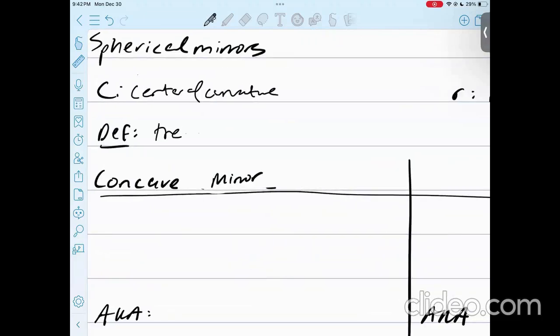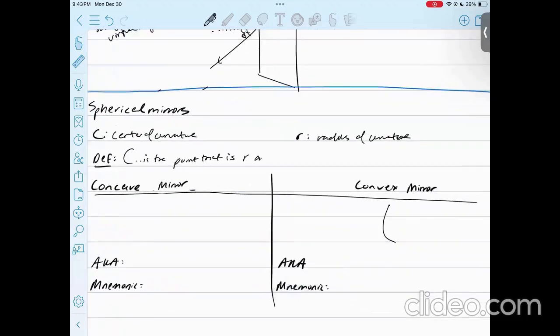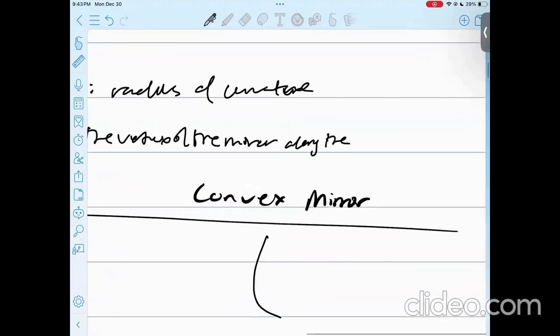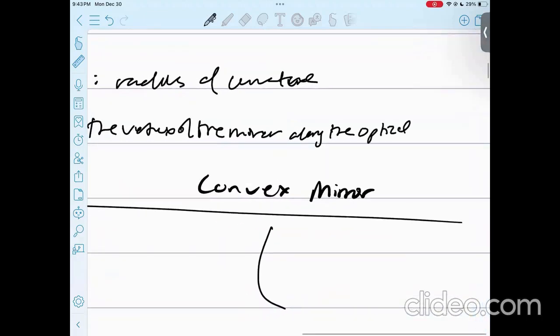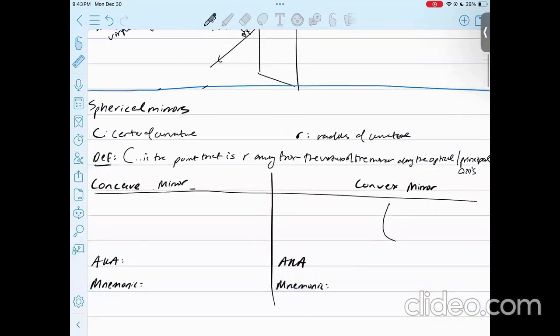The center of curvature, let me just write C. C is the point that is the radius of curvature away from the vertex of the mirror along the optical, sometimes called the principal, axis. What does that mean? We'll see in a second.